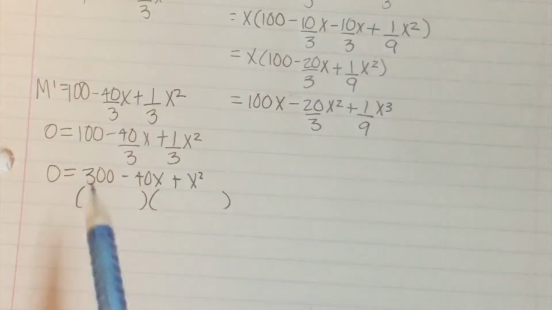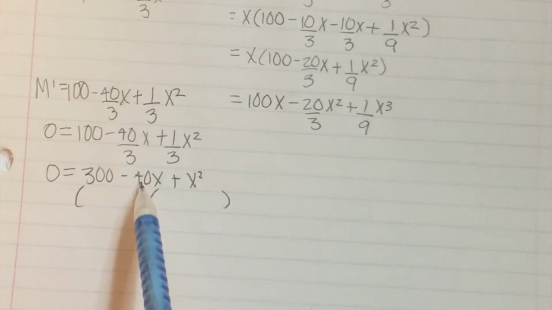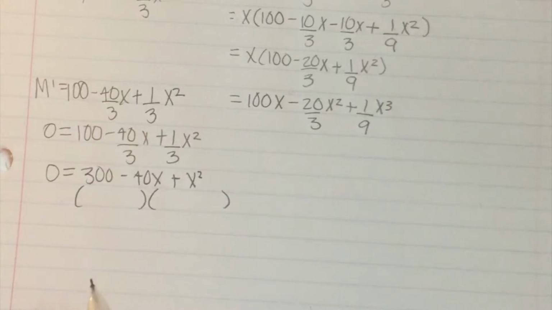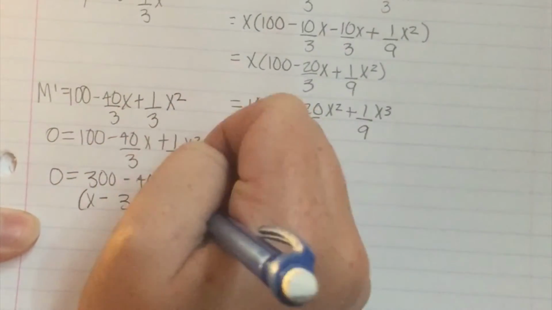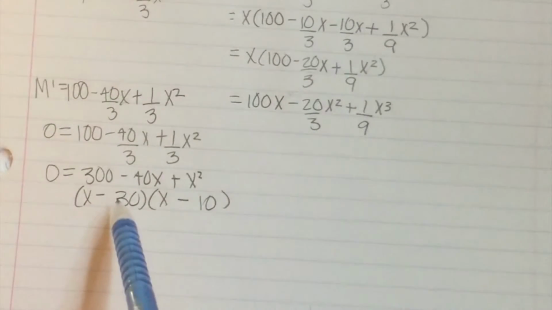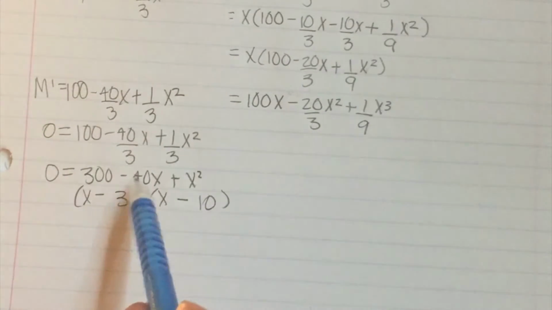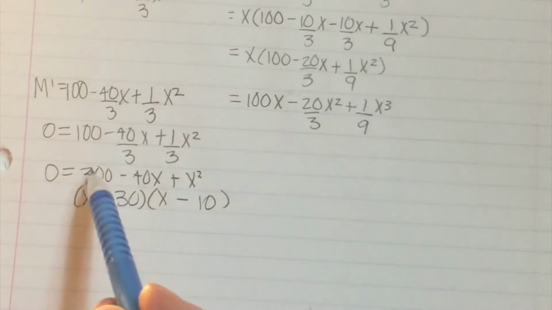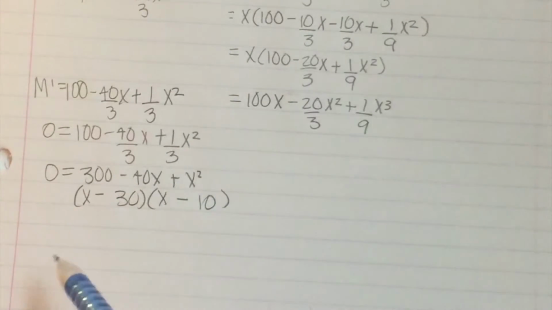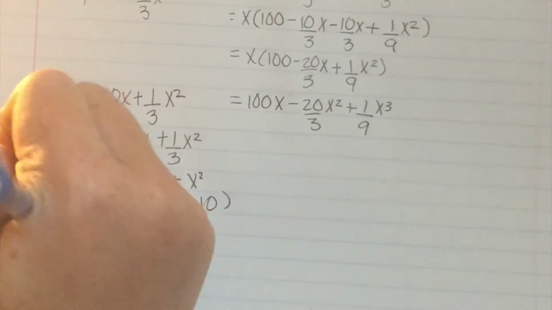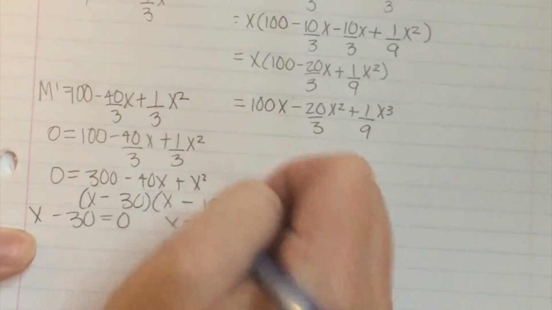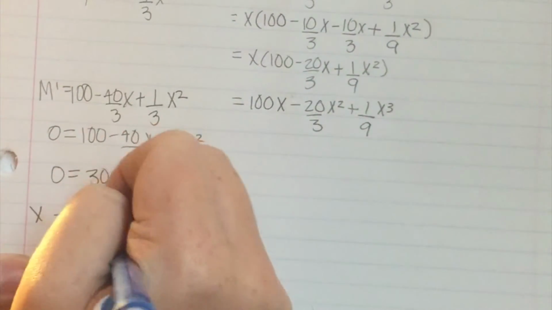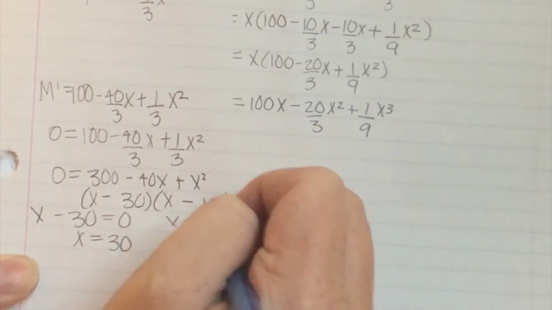Now we need to look at what numbers are factors of 300 that add up to negative 40. So the values that we're actually going to get are x minus 10 and x minus 30. This is because negative 30 plus negative 10 is equal to negative 40, and negative 30 times negative 10 is equal to 300. So this is going to be the equation that we set equal to 0. We're going to set x minus 30 equal to 0 and x minus 10 equal to 0. And this is going to give us our x values. So our x values are x is equal to 30 and x is equal to 10.